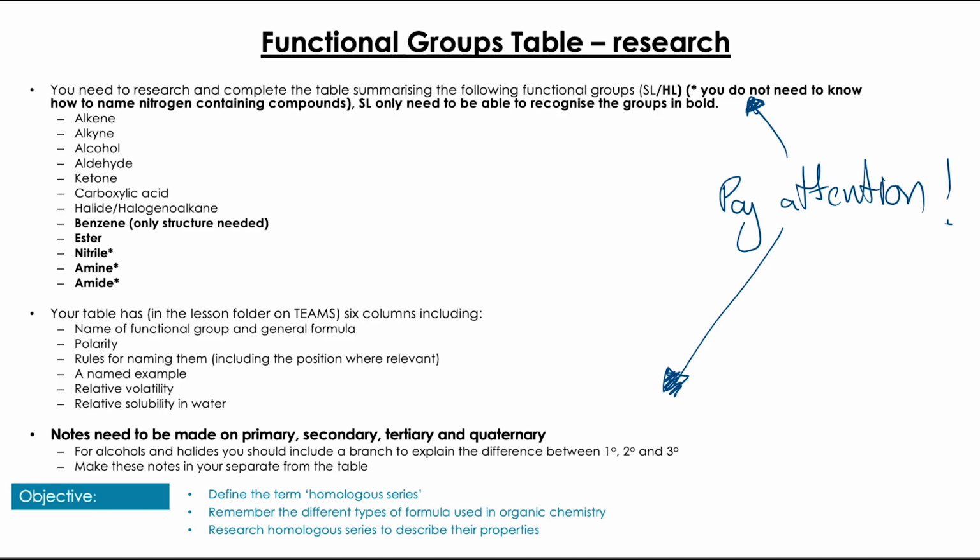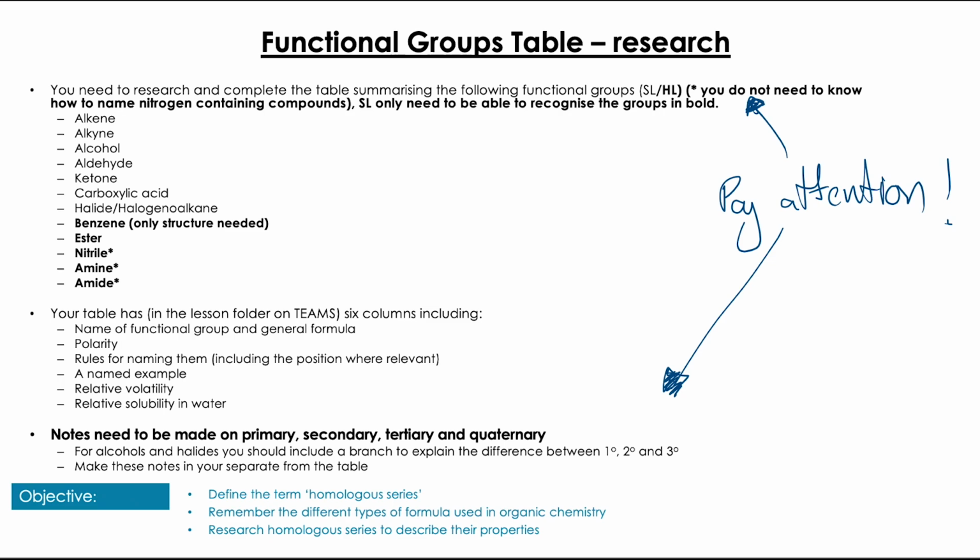The task is fairly simple. You'll find in the files folder a table that you need to complete on all of these functional groups. You need to go online and use online resources. Try and use reliable resources, of course, to go through and describe the functional formula, polarity, the naming rules, give an example, describe the relative volatility, and then also give the relative solubility in water.